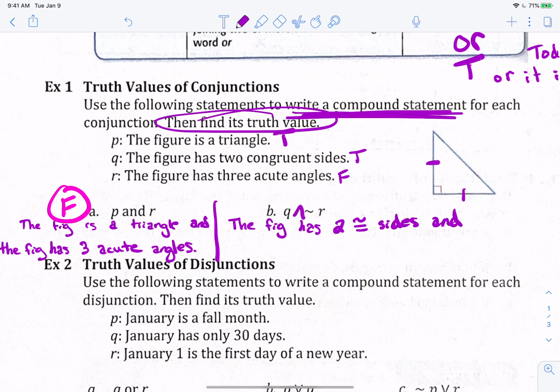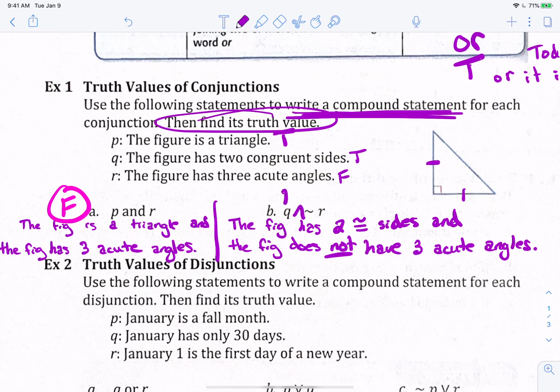and it's not R. The figure does not have 3 acute angles. Not R, so the figure does not have 3 acute angles. Okay, so now we have to decide whether that's true or false. The figure has two congruent sides, true. And the figure does not have 3 acute angles, that's also true. So we have a true and a true, which makes it true.